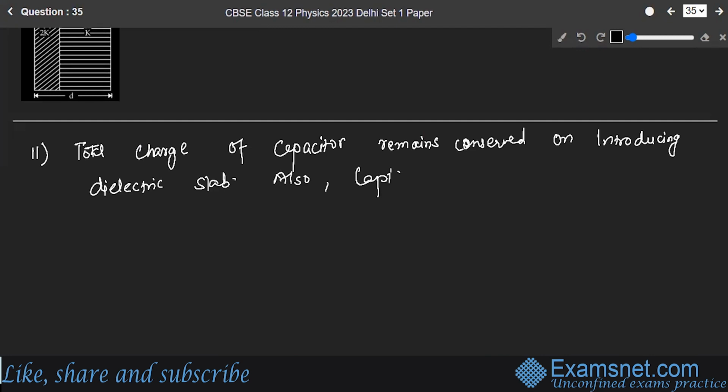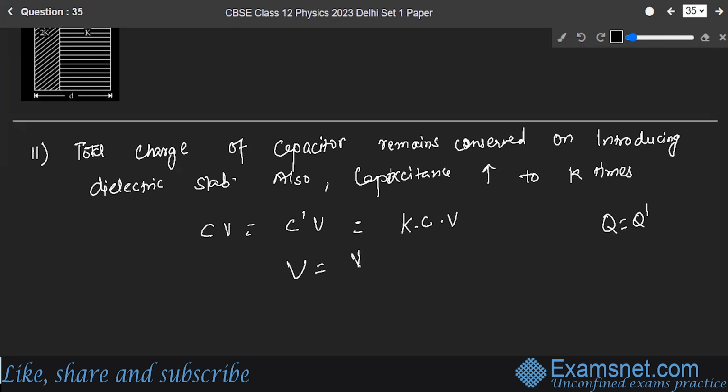Also, capacitance increases. Capacitance of the conductor increases to K times of its original value. So that means CV is equal to C dash V dash, where C dash is equal to K times the original value. Since Q is equal to Q dash, V dash will be equal to V upon K.